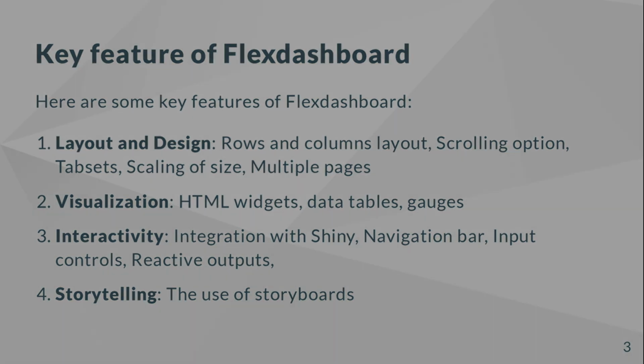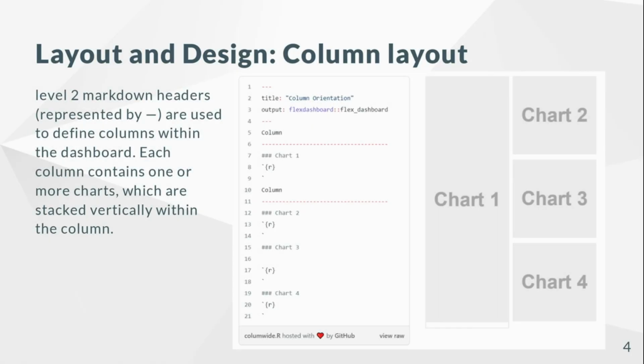through the dashboard. This code creates a FlexDashboard with two columns. The first column contains one chart, Chart 1, and the second column contains three charts, Chart 2, Chart 3, and Chart 4. The column headers define the start of each column, and the level 3 headers, ### Chart, define the individual charts within each column. In the code, the R syntax indicates that the code block that follows is written in R and should be evaluated as such.